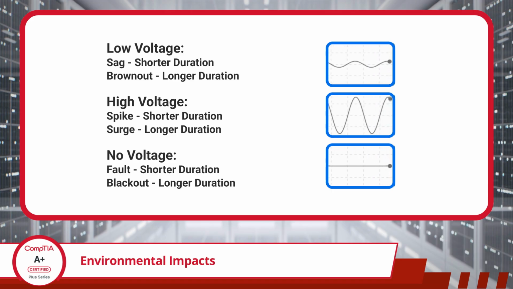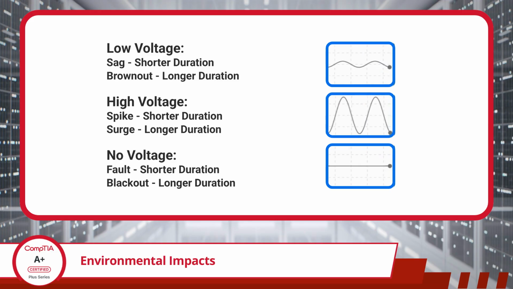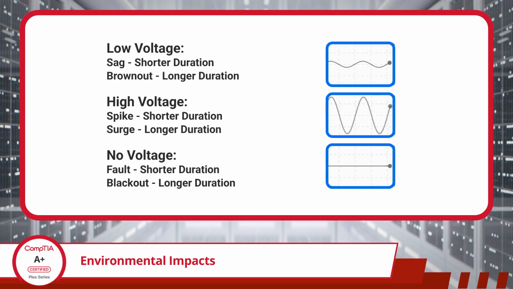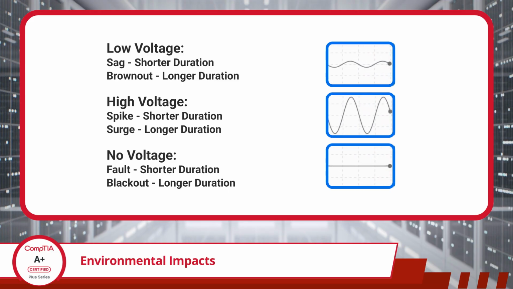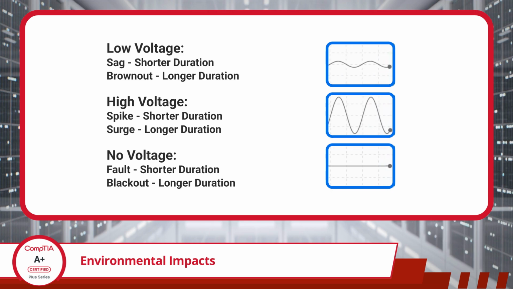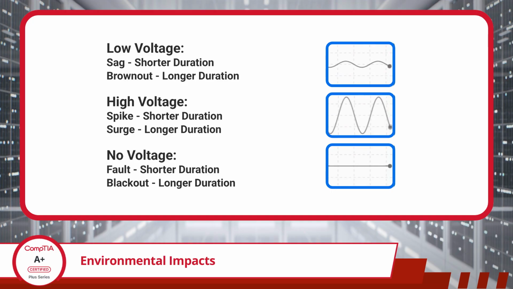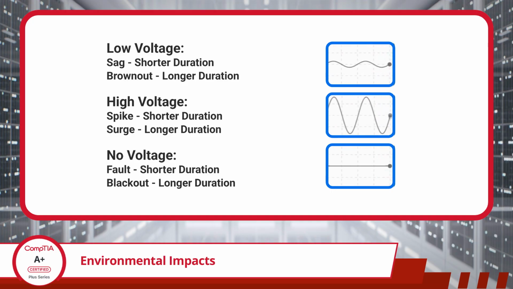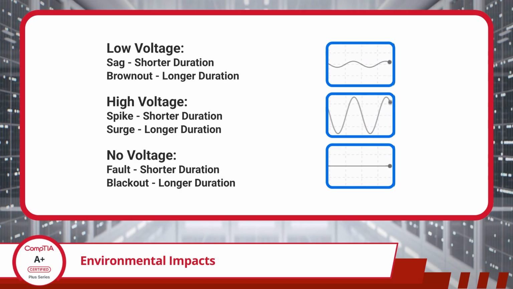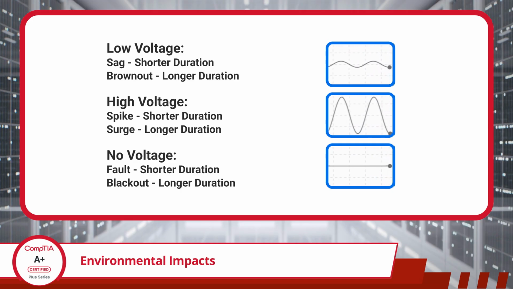High voltage or overvoltage events, on the other hand, involve too much power flowing through the system. Spikes are sudden bursts, while surges are prolonged and more destructive. Both can fry circuits in an instant. That's why a surge suppressor is a must-have for every setup. It absorbs excess energy and shields your equipment from harm.